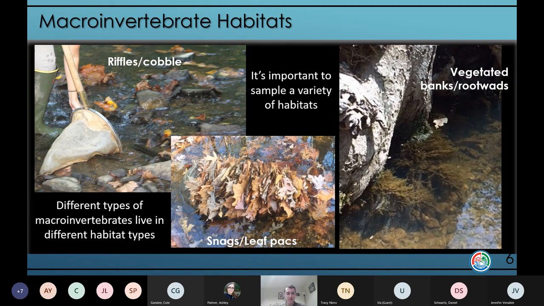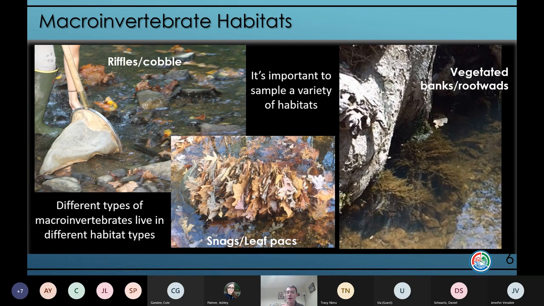And so these are just a few examples. We have a leaf pack, which is just a pack of dead leaves usually. A lot of insects eat the decaying debris of leaves and leaf litter and organic matter. And then a lot of them also like to live in vegetated root banks, again for the same reason, living off the algae, eating the little bits of wood and things that get caught in exposed roots.